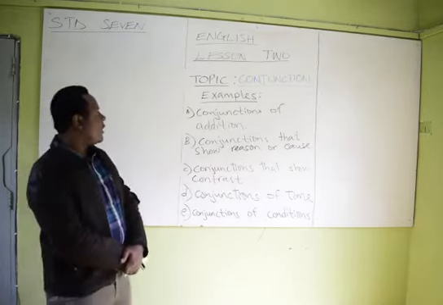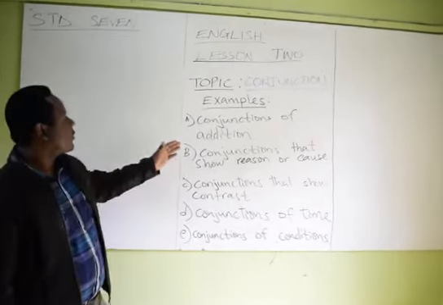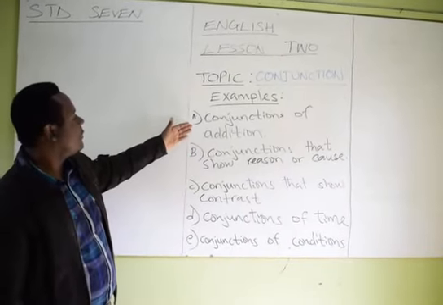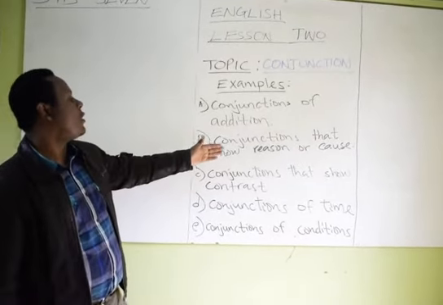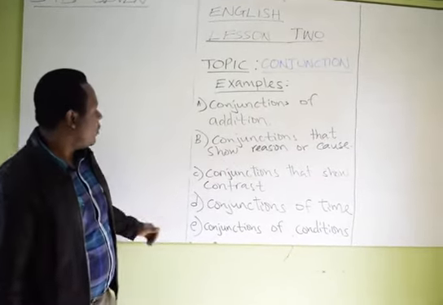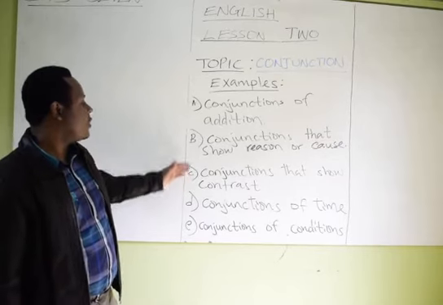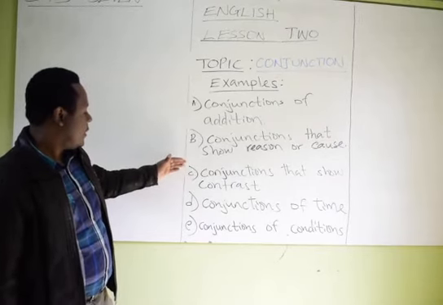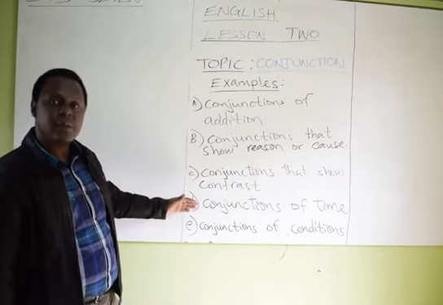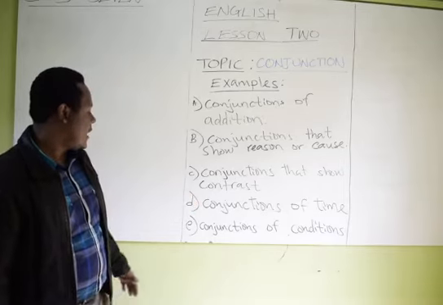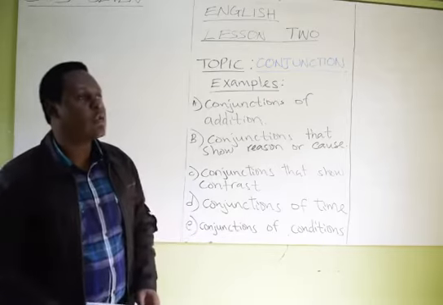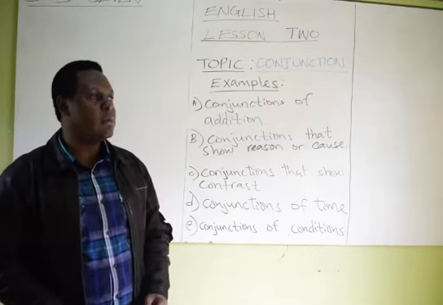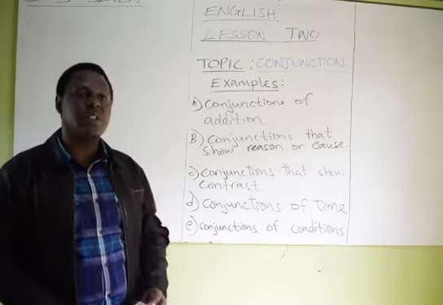As you can see on the whiteboard, we have conjunctions of addition. We also have conjunctions that show reason or cause. We have conjunctions that show contrast. We have conjunctions of time and conjunctions of conditions. So we are going to go through each one of them, starting with conjunctions that show addition.